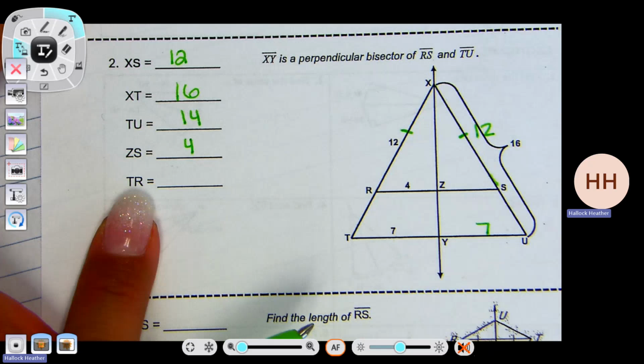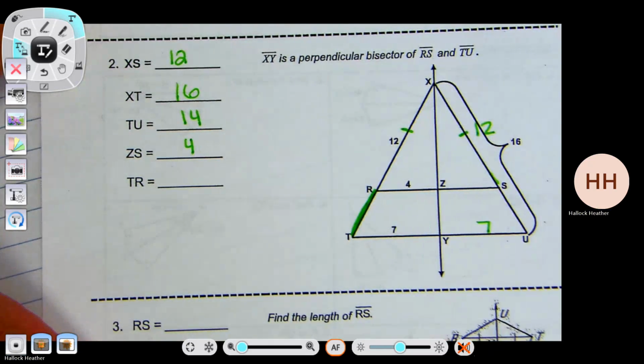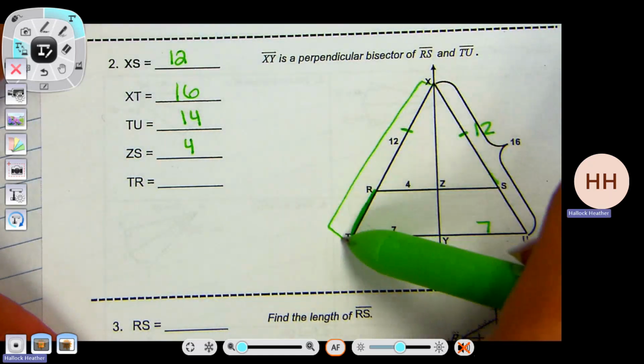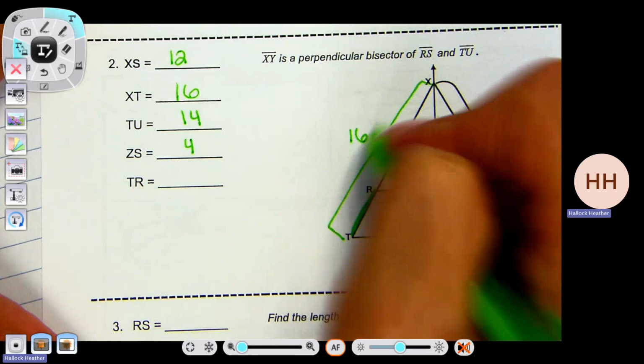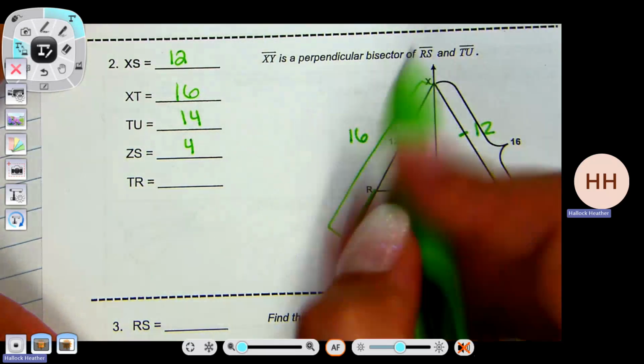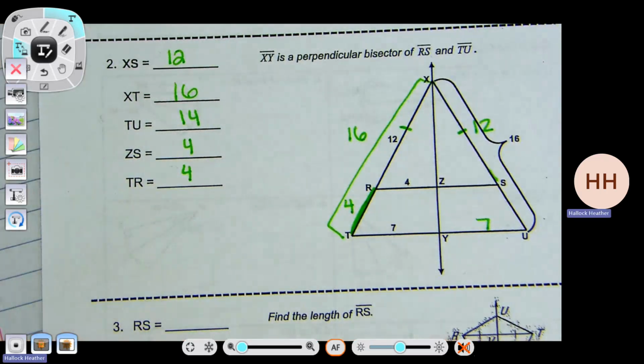Where's TR? I don't even know. Oh, TR is right here. How do we find TR? So if this whole thing is 16, because it matches the other side, and this piece is 12 and the whole thing's 16, all you're doing is subtracting them. So you get 4 because they have to add to make 16. So 4. Okay, so the problems might be really ugly, but that's not that bad.